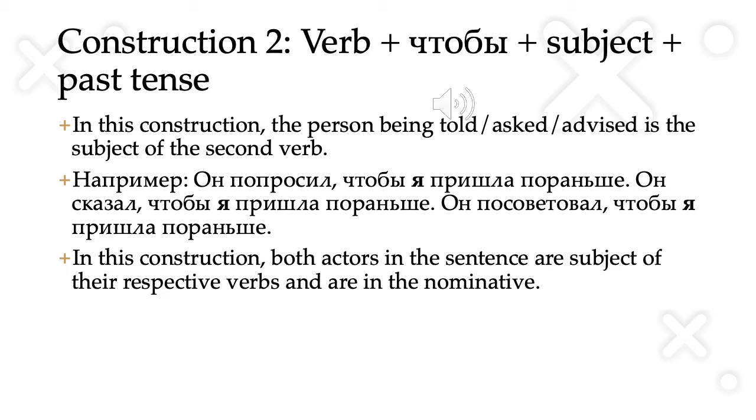The same construction. Note how, in this construction, both people, both actors in the sentence, are the subject of their respective verbs and their respective clauses and are in the nominative. So in the first construction, the one on the previous slide, you have one actor, one participant in the sentence in the nominative and the other one in some case other than the nominative. In this one, both actors or participants are in the nominative because they're both the subjects of their verbs.